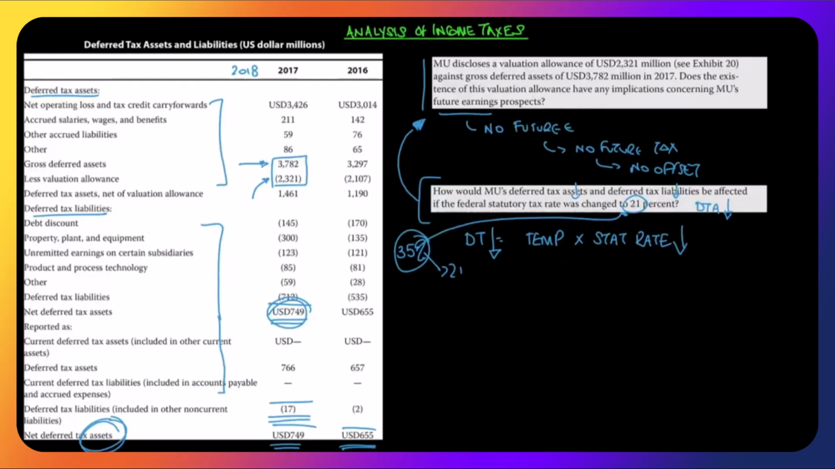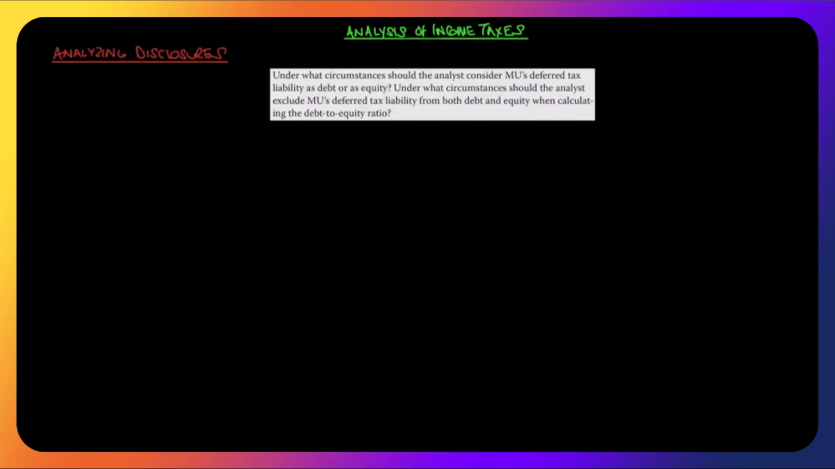And finally, one extra question that pops in at the end of this little LOS disclosure reading says quite simply this: Under what circumstances should the analyst consider MU's deferred tax liability as debt or as equity? Under what circumstances should the analyst exclude MU's deferred tax liability from both debt and equity when calculating the debt to equity ratio? Once again, a little bit odd. I don't really see that that's got anything to do with the disclosures they gave. There was no mention of it.